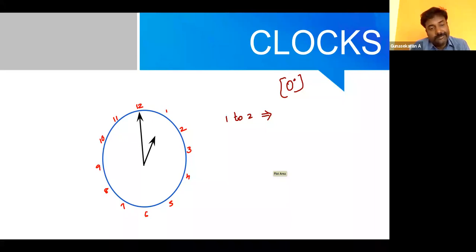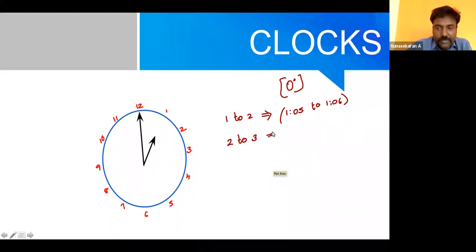Around 1.5, right? 1.5 to 1.6 or 1.7. Maximum 1.6. Okay. Approximately 1.5. Fine. Between 2 to 3, at what time does the 0 degree situation come? Is there any other timing other than 1.5? That also you check.